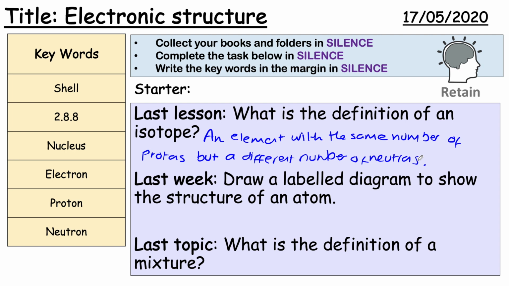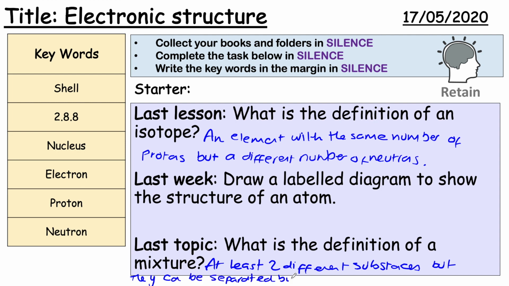Right, the next question. Draw a labelled diagram to show the structure of an atom. We're actually going to put this on hold for a second because I'll draw that on the next slide. The final question says, what is the definition of a mixture? A mixture is where you have at least two different substances but they can be separated by what we call physical techniques. Now, a physical technique is something like filtration.